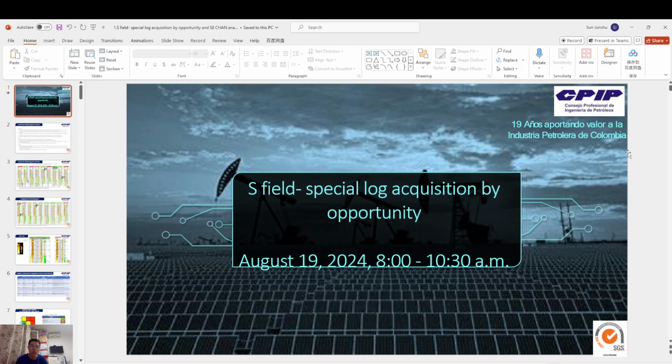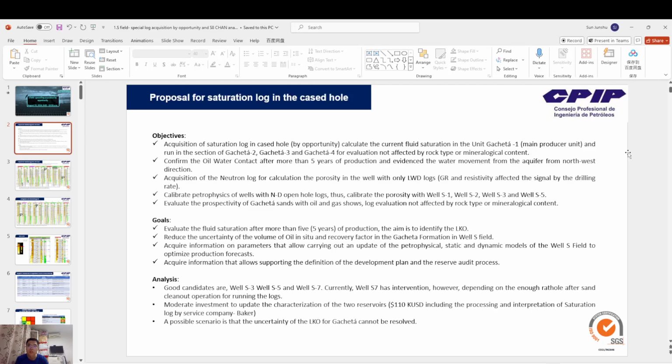Has failed special log acquisition by opportunity. Proposal for saturation log in the cased hole. Objectives: 1. Acquisition of saturation log in cased hole by opportunity.